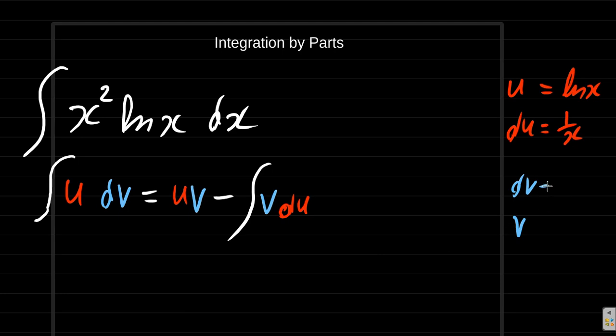Then dv is x squared. To move from dv to v, you have to integrate. So v is x cubed divided by 3. All right. So these are what you have so far.